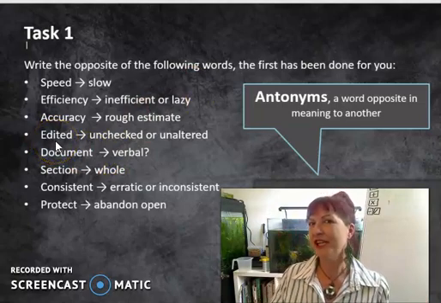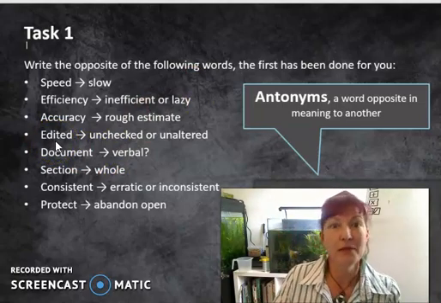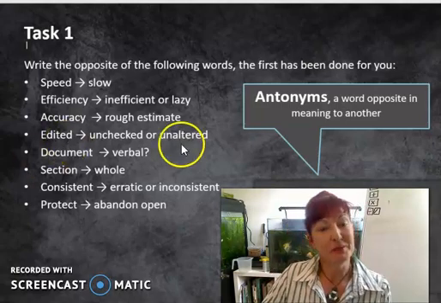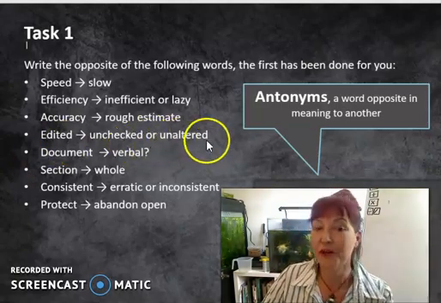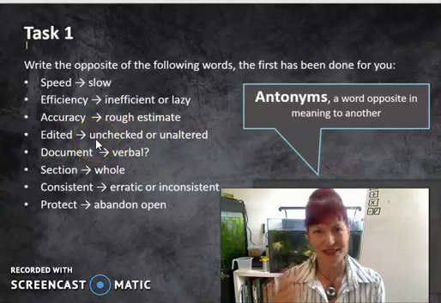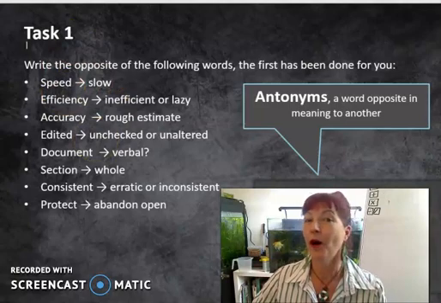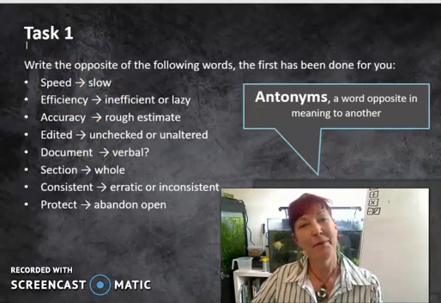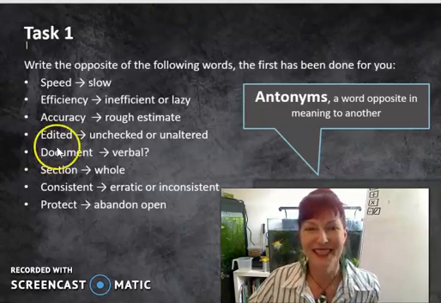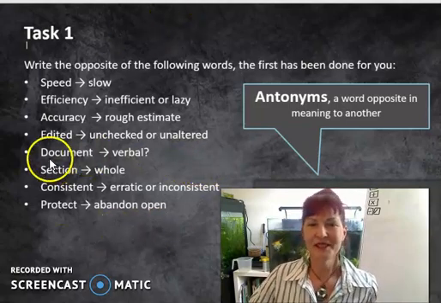Next one, edited. Edited is to check something and to improve it, maybe, or to find some faults. The opposite of that would be unchecked or unaltered. Un is a prefix, and you can put it in front of things. It makes the word mean the opposite. Happy, unhappy. Great way of making your words a bit bigger. Go for the English exam.